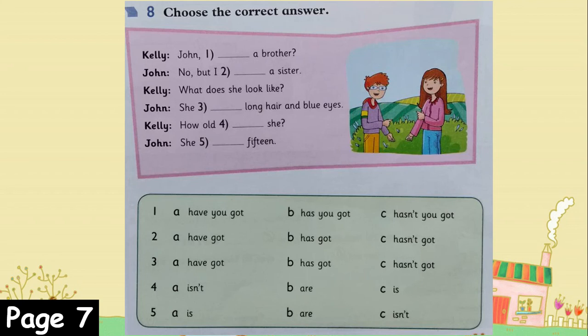Next, test 8. Choose the correct answer. The question, there are two persons there, Kelly and John. So this is John and this is Kelly. So John, blank a brother. What's the answer? You choose your answer here.